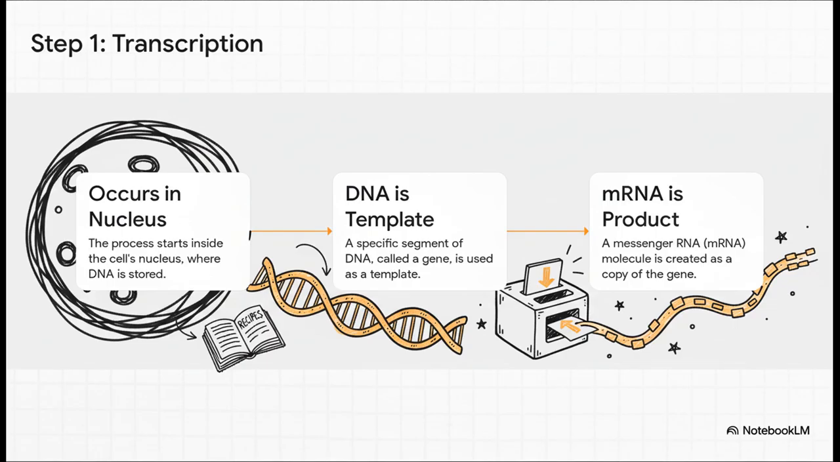Inside the safety of the nucleus, a specific gene on the DNA gets unwound, and a little messenger molecule called mRNA is built to match it. You can think of this mRNA as basically a disposable photocopy of a single recipe from a giant, priceless cookbook.